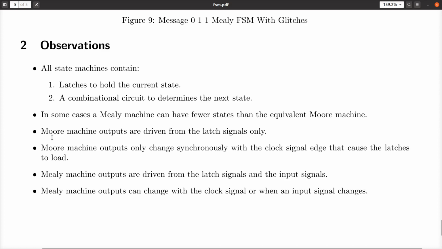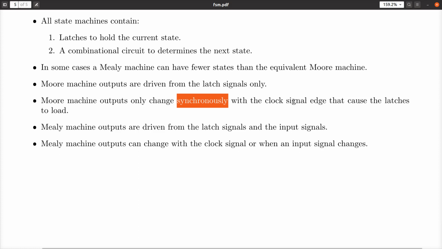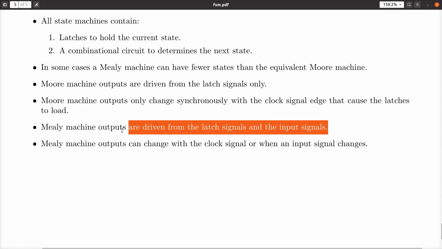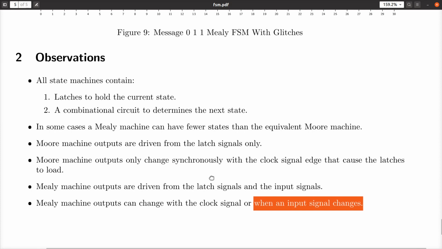So what do we got? Moore machine outputs are driven from the latch only. That's what I just said. Moore machine outputs change synchronously with the clock edge. Mealy machines are driven from the latch signals and the input signals. Therefore, they can change either when the clock ticks or the input signals change. All right, so there's your takeaway, your observations of what the differences are between these two machines.